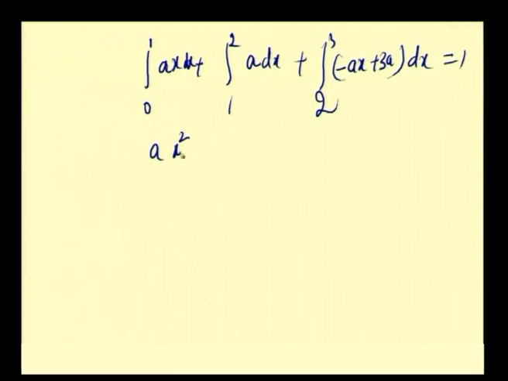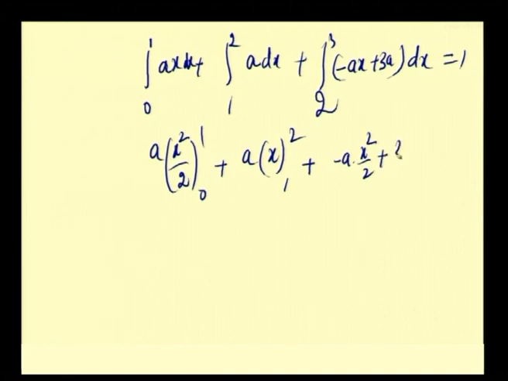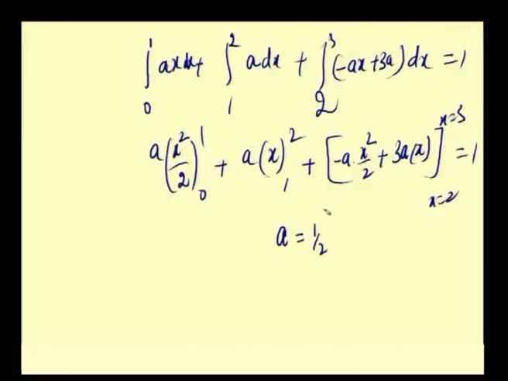Integrating within the limits: a x square by 2 for 0 to 1, a within the limits 1 to 2, plus minus a into x square by 2 plus 3ax for x equal to 2 to x equal to 3, equated to 1. Simplifying this, we get a equal to 1 by 2. So, this is your first subdivision. Evaluate the constant a. A is found as 1 by 2.